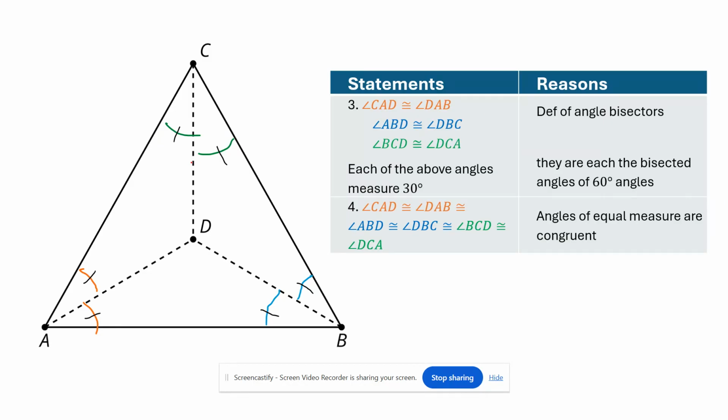Next, we're going to go to the fact that because we have the angle bisectors drawn, we know that these angles here are all going to be congruent, not just to each other, but also to themselves. They're going to be each 30 degrees, and then they're all going to be equal to each other. So each of these angles are congruent, okay? And that's what I have listed here, is that all of those angles are congruent.